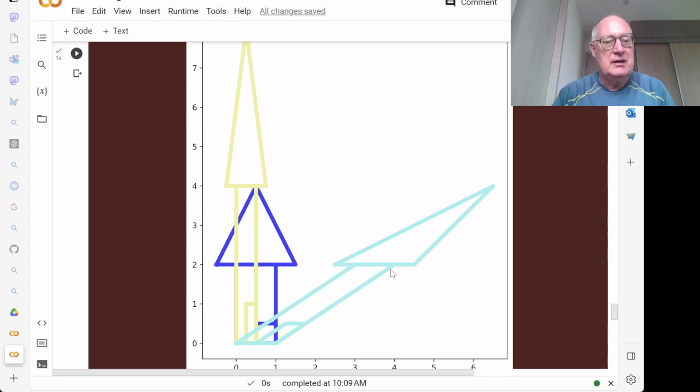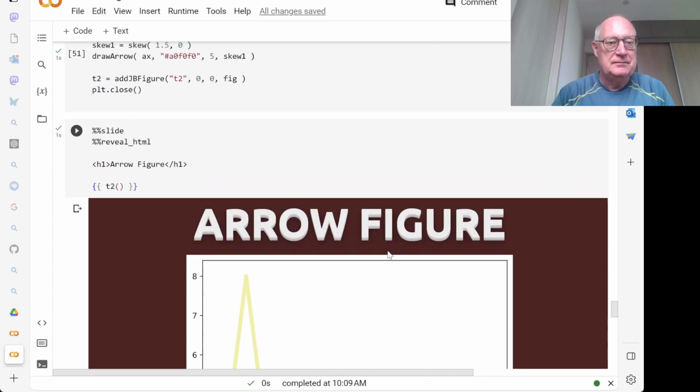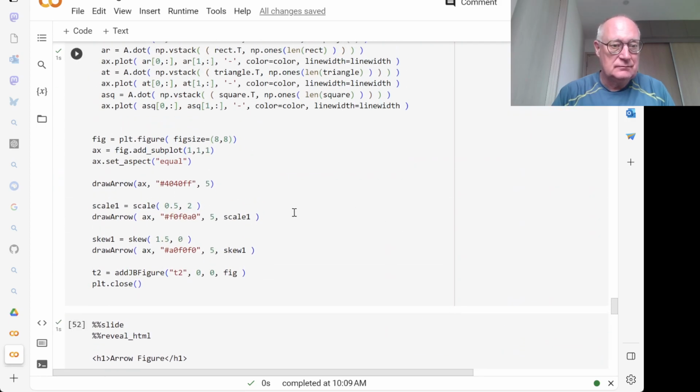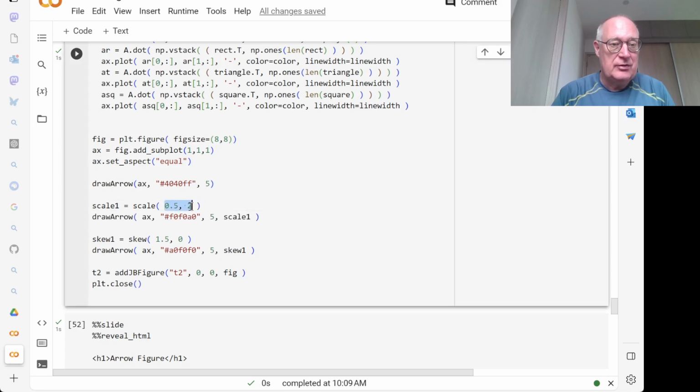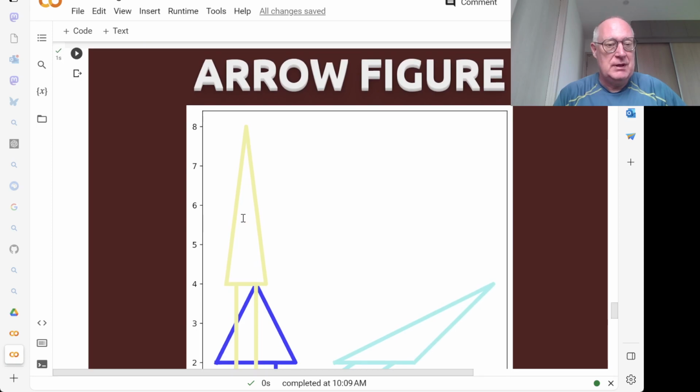And here the arrow is skewed in the y direction, so x multiplied by ky. So here's our scale, x multiplied by 0.5, y multiplied by 2, our skew, x by 1.5, and no skew in the y direction applied.